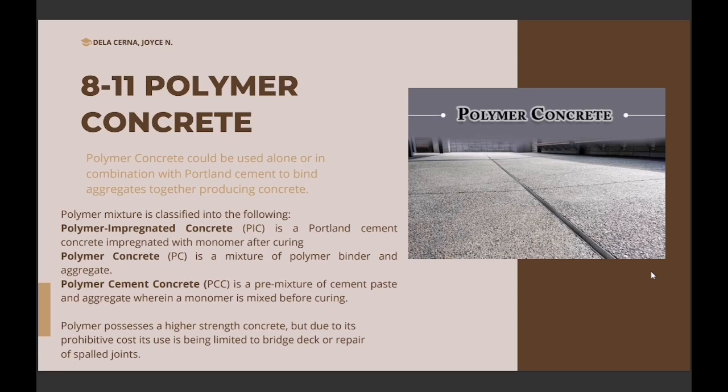So, polymer concrete. Polymer concrete could be used alone or in combination with Portland cement to bind aggregates together preceding concrete. Polymer concrete is a composite material made by fully replacing the cement hydrate binders of conventional cement concrete with polymer binders. Polymer mixture is classified into the following: polymer impregnated concrete, PIC.